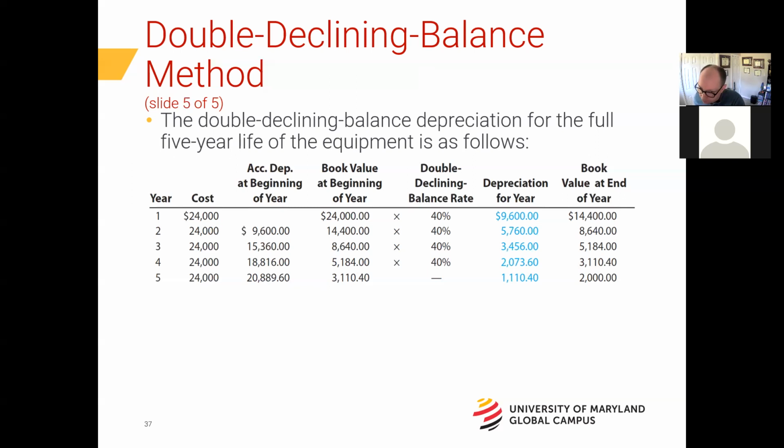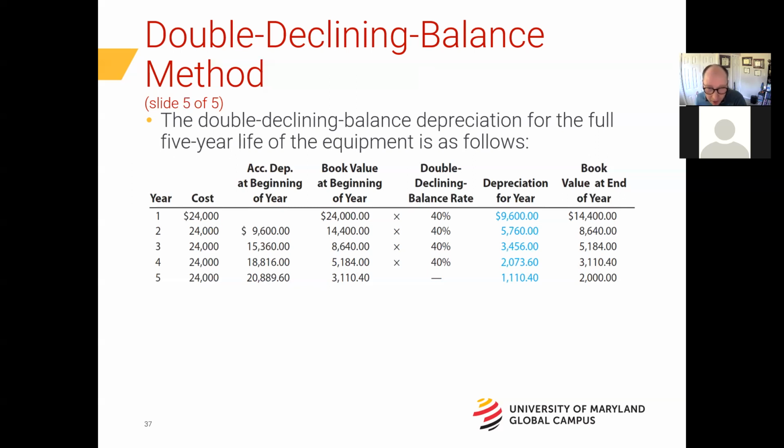8,640 times 40% gets me depreciation of 3,456. 8,640 minus 3,456 gives me 5,184. 5,184 times 40% equals 2,073 and 60 cents. You see where we're going with this. You do that all the way to the end of year five.